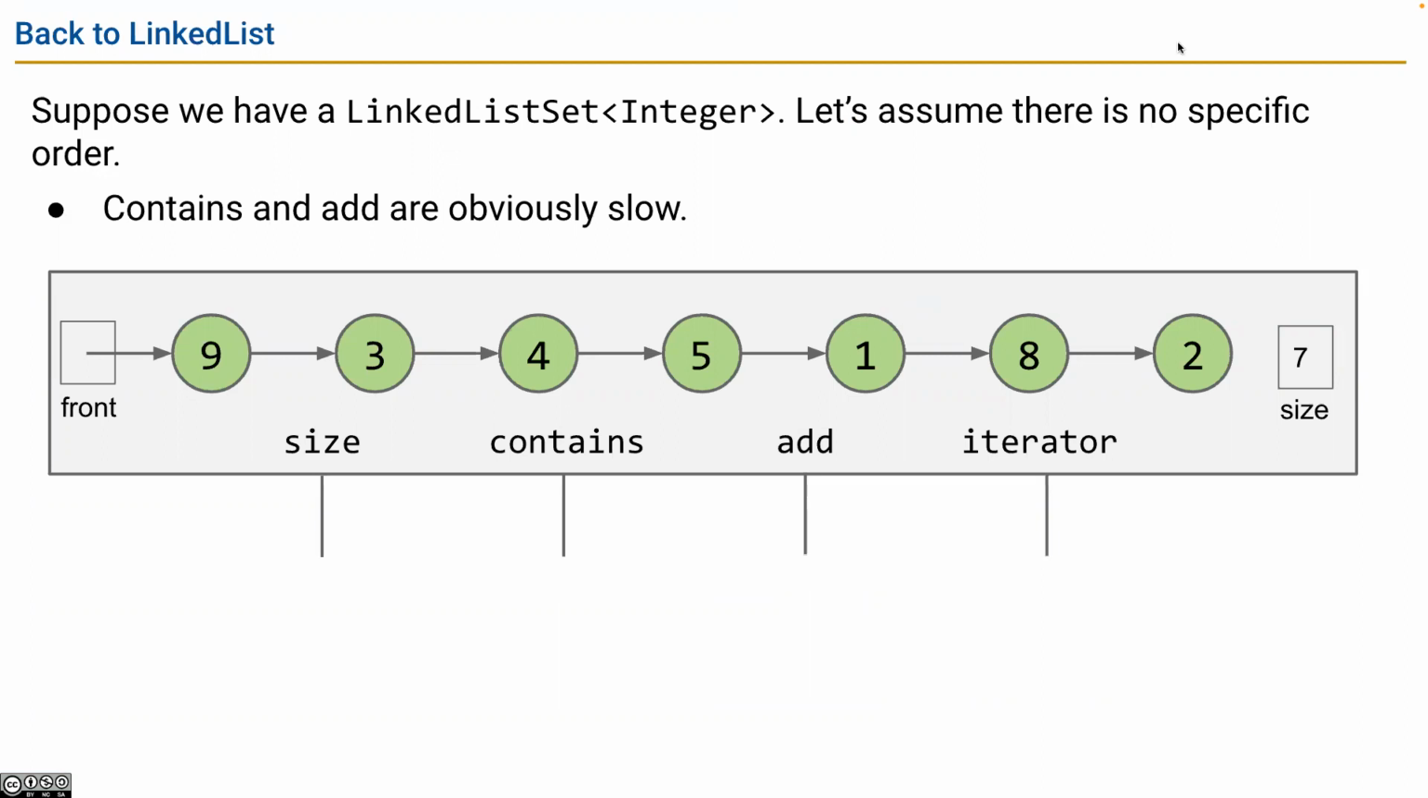If I want to know, is the number 8 in here? I have to iterate over the whole list to find it. If I want to add something, I have to iterate over the whole list to make sure it's not already there, so I don't end up with 2 copies. So I want to do better than that.